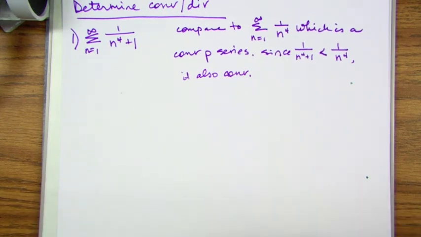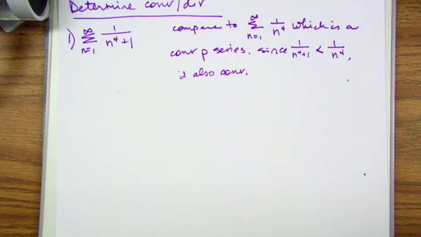And a p-series is only 1 over n to the power. It's always going to be in that format. You can see where knowing your p-series rules is very important, right? Because you have to know which one converges and which one diverges if you're going to do a comparison.